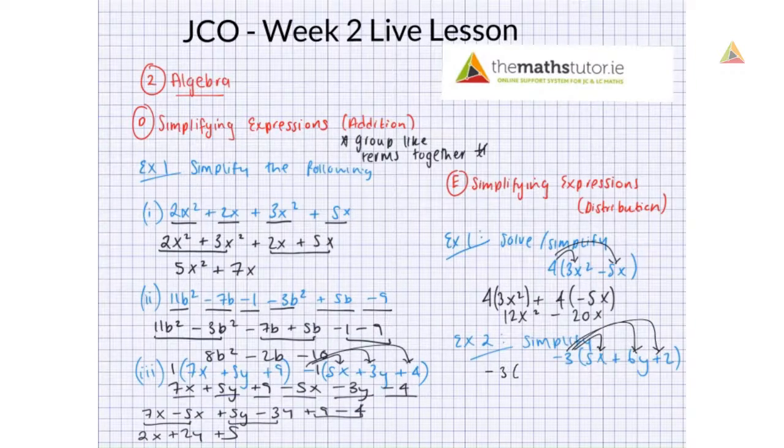So minus 3 by 5x, minus 3 by 6y, and finally minus 3 by 2. Minus 3 by 5x gives you minus 15x. Minus 3 by 6y gives you minus 18y. And finally, minus 3 by 2 gives you minus 6. And that's that one simplified.